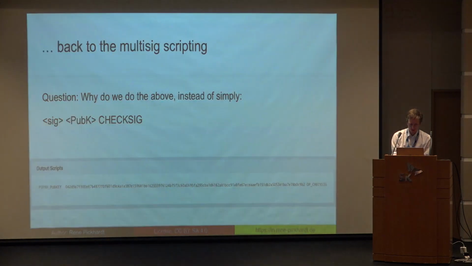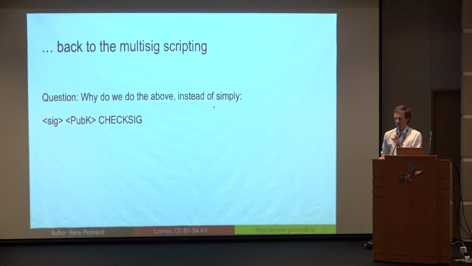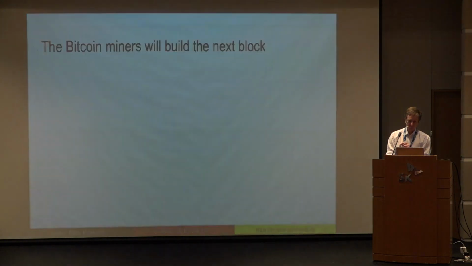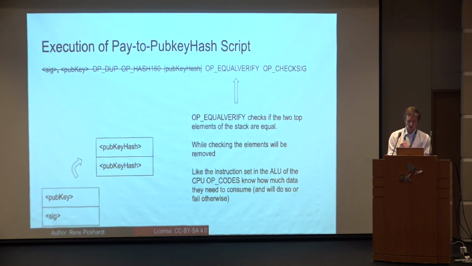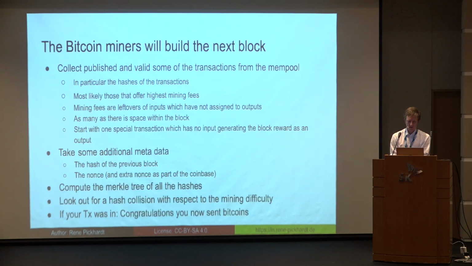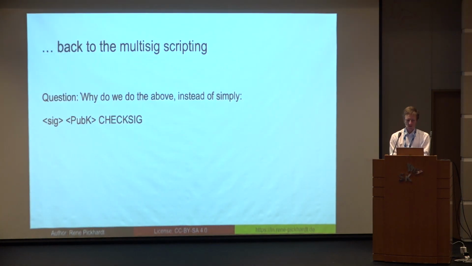Okay, so this example was using public key hash instead of a public key. Could we just skip all this hashing and just ask whoever wants to spend the transaction for a public key directly, not the hash? And the answer is yes, of course, we could do that. So the script would be much simpler. It would look like this.